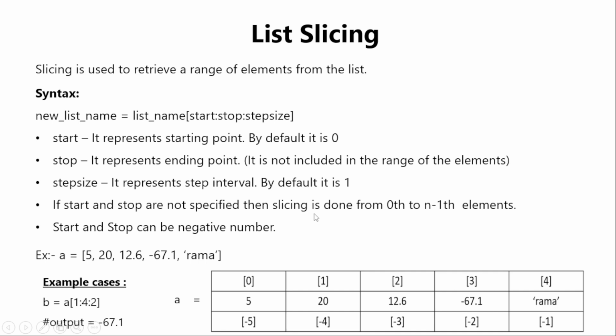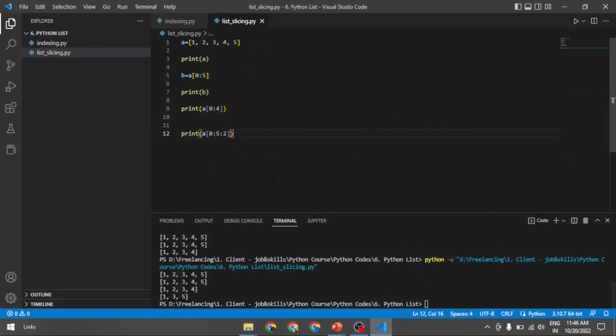If start and stop is not specified, we can check with this example as well. So I'm done with start, stop, and by adding some step size as 2, and every 3 examples has been completed. And if start and stop is not specified, then slicing is done from 0 to n minus 1. We can proceed with this example as well.